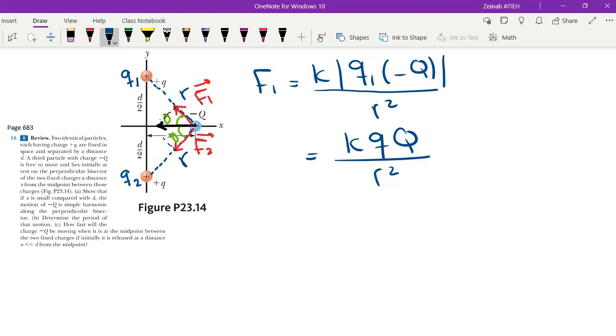I found the magnitude. Now I did not substitute for r because it will become long, for space reasons. Okay, I will substitute for it in the coming steps. I got F1 as a magnitude.